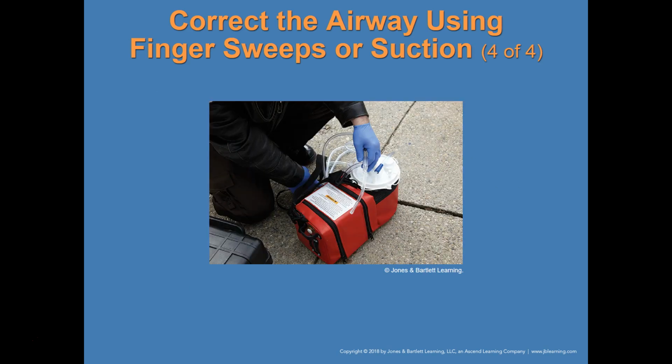This is a portable suction device that all ambulances have on them. Little vacuum motor in this section. All this tubing is connected to the rigid catheter. When you turn on the suction, anything that you suck up gets dumped into this little canister here.